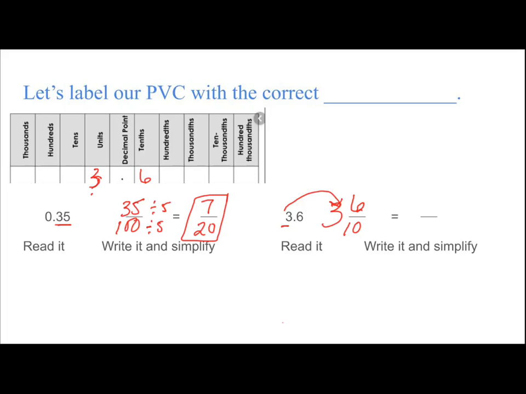This is not in simplest form either. 6 and 10 can both be divided by 2. So we carry over our whole number. Don't ever leave your whole number behind. 6 divided by 2 is 3, and 10 divided by 2 is 5. So we end up with 3 and 3/5. If you label your place value chart with the correct values, it makes it easier for you to read.